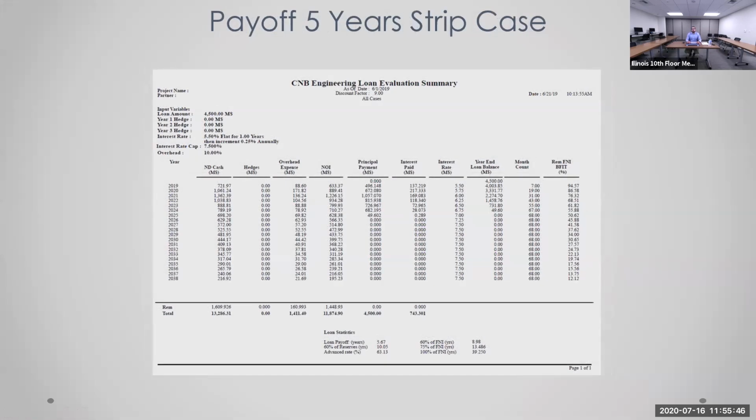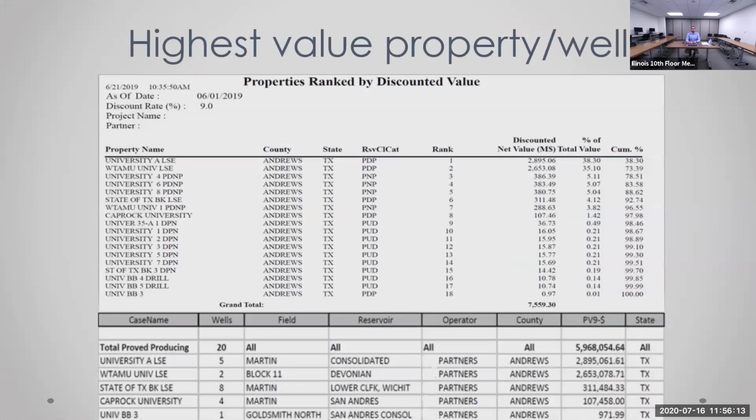5 year strip, that's just another example. At that, the price tags for the 5 year strip were kind of close to the base case price tag. So the loan payoff is quite similar, just about half a year off. The advance rate is still under 65%, so we're good with that. And the remaining F&I is at 46%. So overall, this is a good deal to look at.